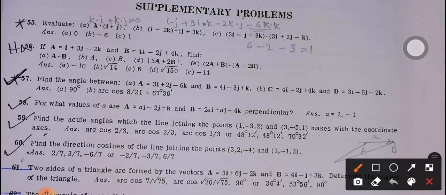So you have to attempt question number 55 and 56 on your own because these are quite simple and easy questions. And now we are going to solve question number 57. Find the angle between the given vectors.